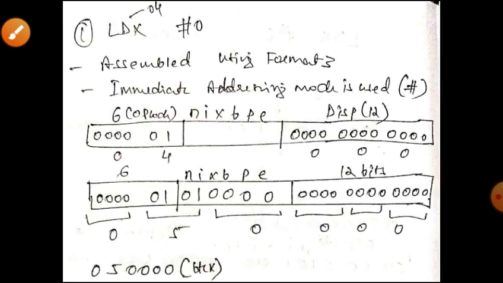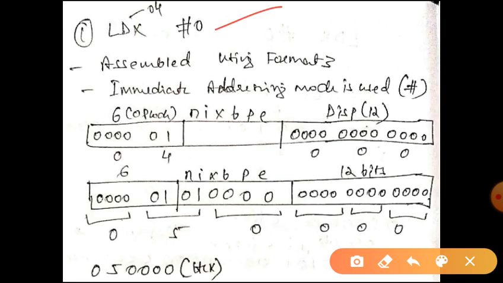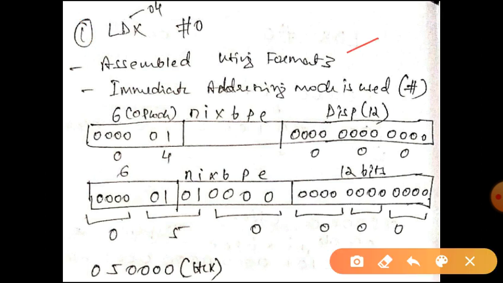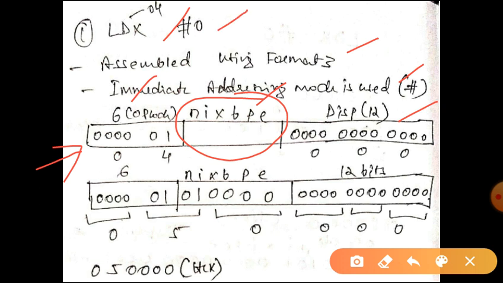We will start with the first instruction, LDX #0. Since we don't have plus here, as I told, it will be assembled based on format 3, and since we have hash, it will be assembled based on immediate addressing mode. Format 3 fields are 6-bit opcode, NIXBPE and displacement. You leave this NIXBPE empty in the beginning while writing.